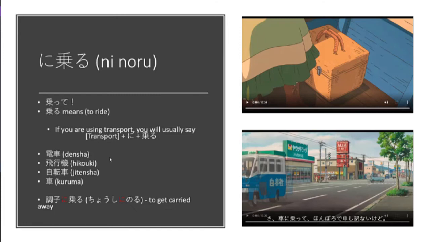Yeah, car is one of them. Jitensha, hai, bike. Densha is train. Literally, if we're looking at this, it's the kanji for electric. Electric car, densha, train. Hikouki, which is airplane. The fly-go machine, if you break it up into kanji. Fly, go, machine. You've probably seen this kanji for iku, which means to go.